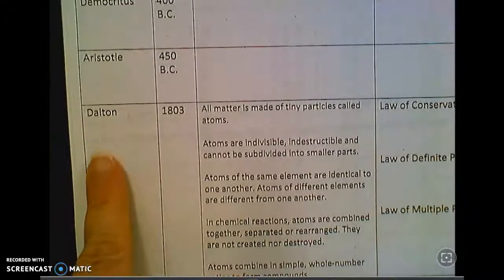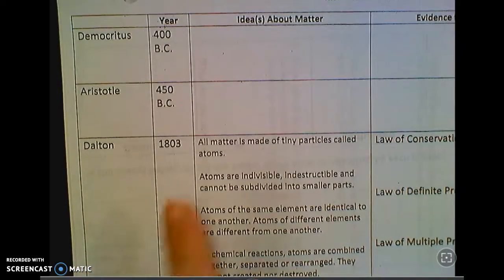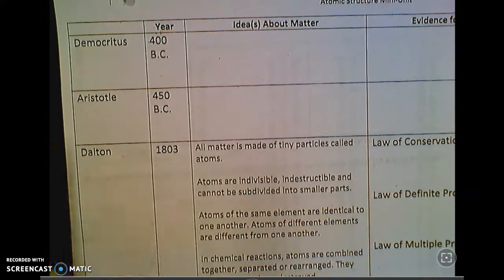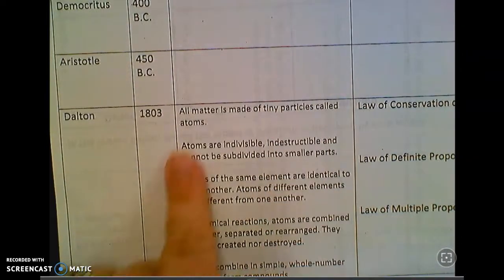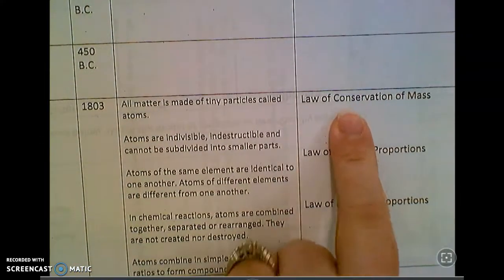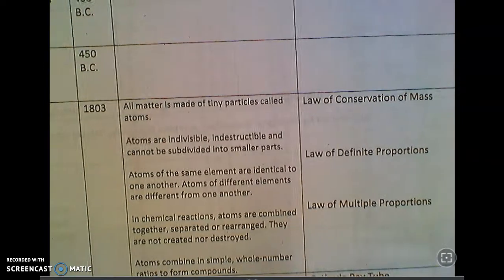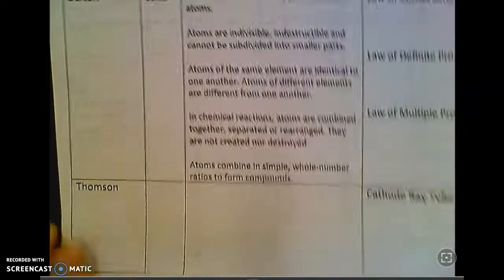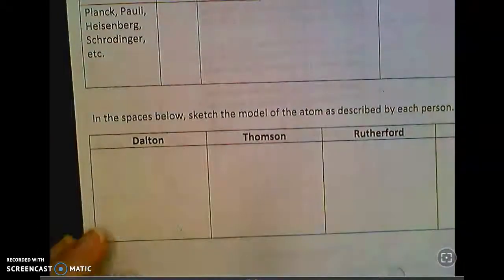So Democritus, Aristotle, and Dalton, we did talk about them in the last unit. Of course, Dalton's ideas incorporated several other people's ideas, specifically the law of conservation of mass and the law of definite proportions from other people. Hopefully you've learned about Thompson in this one, and so we'll start with these two guys.